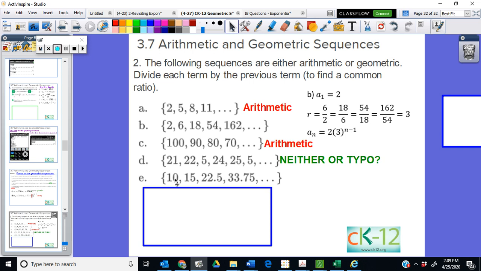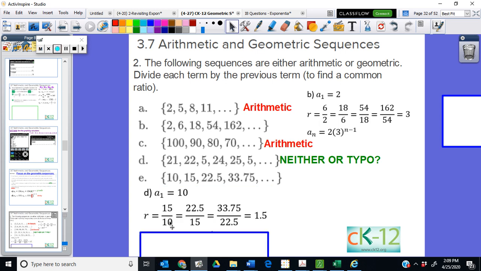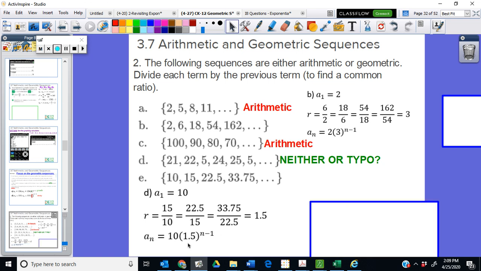In the last one, we see 10 and then 15, 22 and a half. We divide backwards, we get 1.5. First term is 10, and so here is our model.